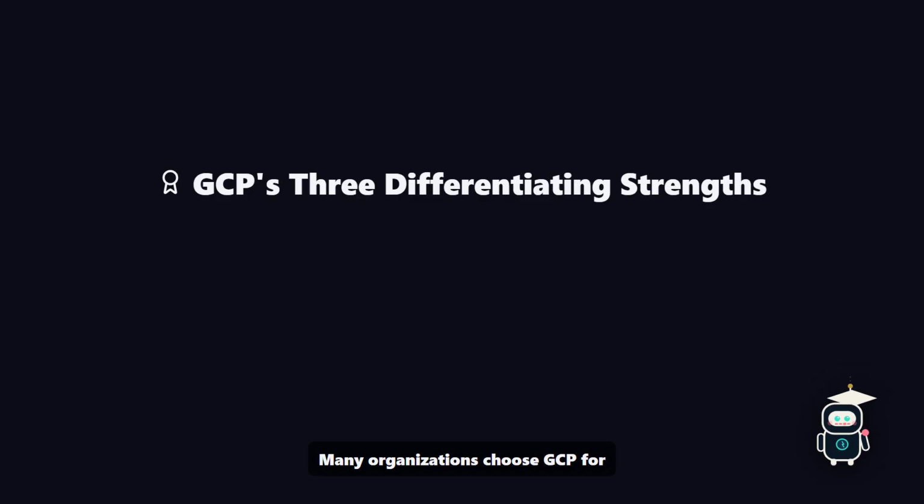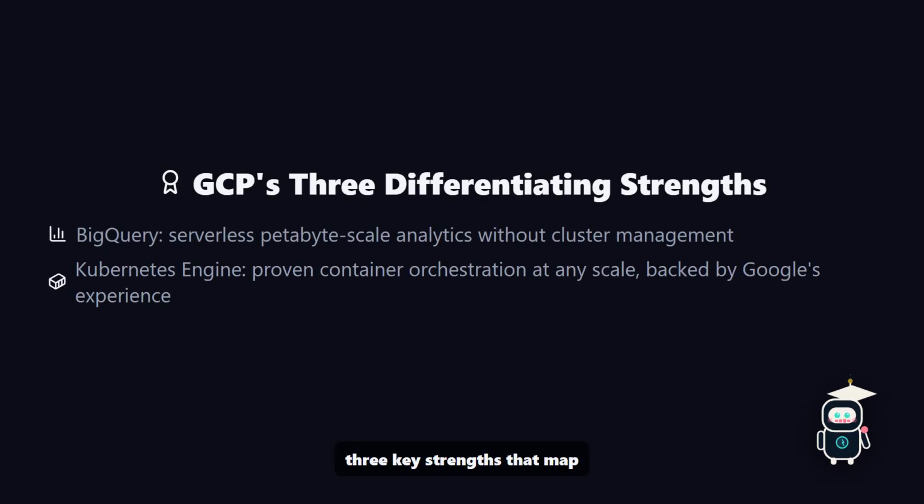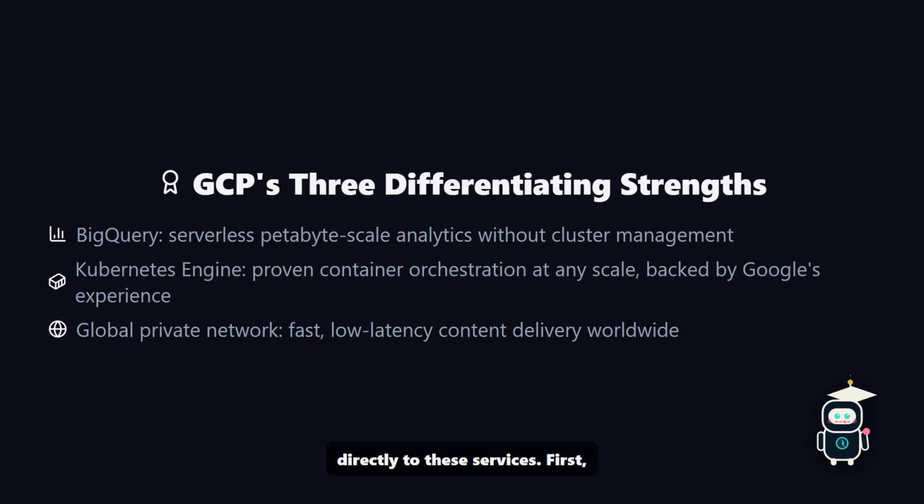Many organizations choose GCP for 3 key strengths that map directly to these services. First, BigQuery for serverless analytics that can handle petabyte-scale data without managing clusters. Second, Kubernetes Engine, built on Google's deep expertise in container orchestration to scale microservices effortlessly. Third, Google's private global network for fast, reliable content delivery. These aren't just talking points, they're the skills that make you hireable.